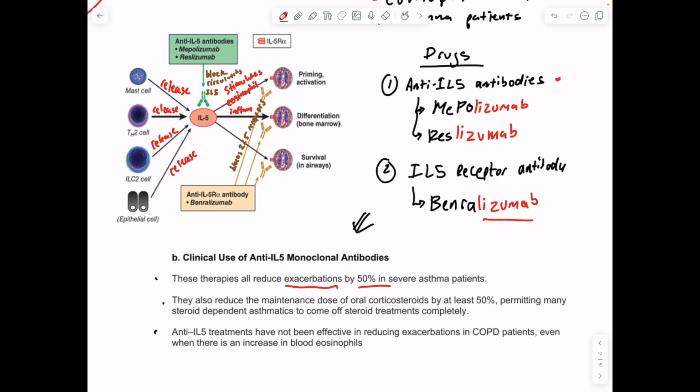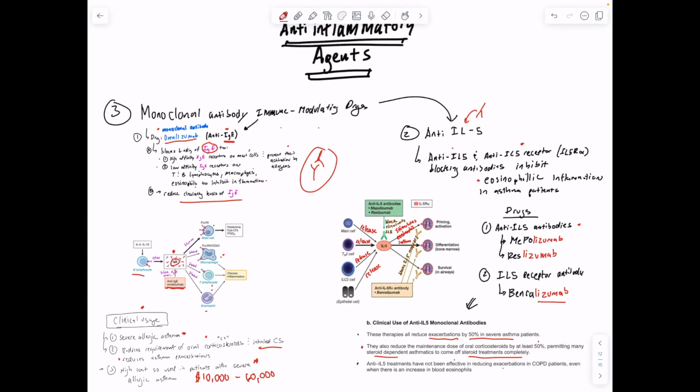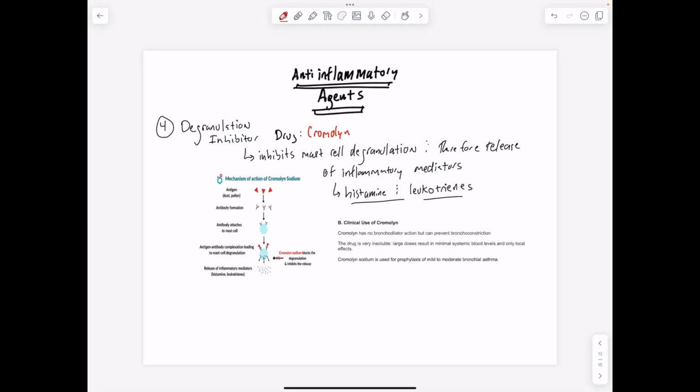They're used to reduce exacerbations by 50% in severe asthma patients. They reduce the maintenance dose of oral corticosteroids by at least 50%, permitting many steroid-dependent asthmatics to come off steroid treatments completely. And then these antibody treatments have not been effective in reducing exacerbations in COPD, even though there's an increase in blood eosinophils.